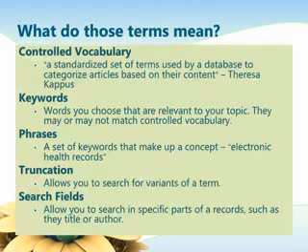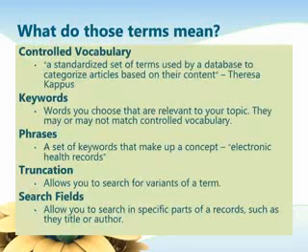I mentioned some terms: controlled vocabulary, keywords, phrases, truncation, and search fields. But what in the world do those mean? If you don't avidly or actively use a research database, you may not be familiar with these terms. On the slide, I've got the definitions. Controlled vocabulary is basically just a list of terms that people who index the articles assign to each article. So indexing is you read the article and you assign subject terms to it, for example.